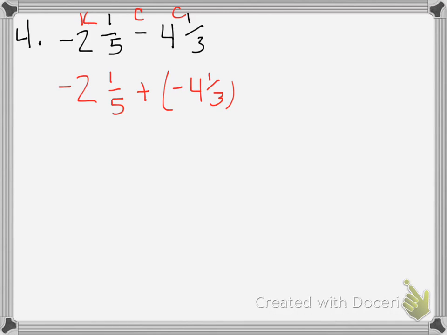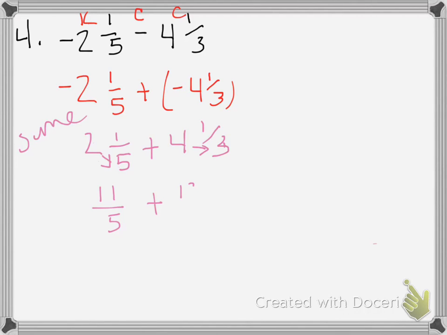Since they're the same sign, we want to add them. So we want to add 2 and 1/5 plus 4 and 1/3. Well, we can't add mixed numbers, so what we want to do is change the mixed numbers to improper fractions. So 2 times 5 is 10 plus 1 is 11/5. And then we have 4 times 3 is 12 plus 1 is 13 thirds.